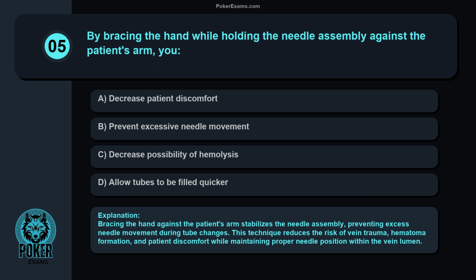Bracing the hand against the patient's arm stabilizes the needle assembly, preventing excess needle movement during tube changes. This technique reduces the risk of vein trauma, hematoma formation, and patient discomfort while maintaining proper needle position within the vein lumen.